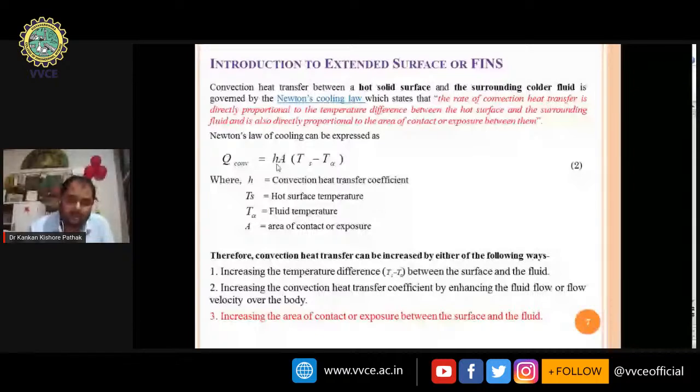Similarly, we cannot actually fix the temperature in real situations. Changing the temperature difference is a very difficult task. So people have not gone for those things. Instead, we are just using the area factor. By increasing the area, we can increase the heat transfer. So we increase the area of contact or exposure between the surface and the fluid. That is the basis of the extended surface or the fins. By using the extended surface or fins, we can increase the area, which in turn increases the heat transfer rate. Okay.